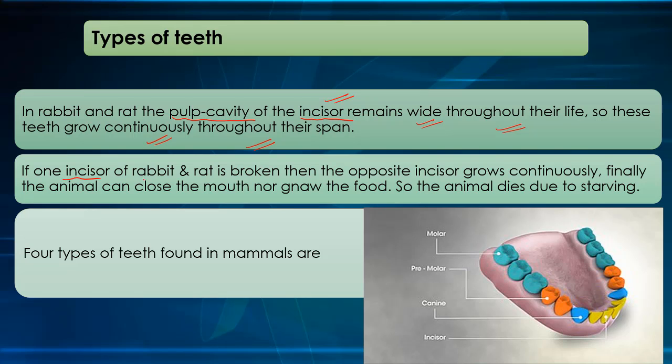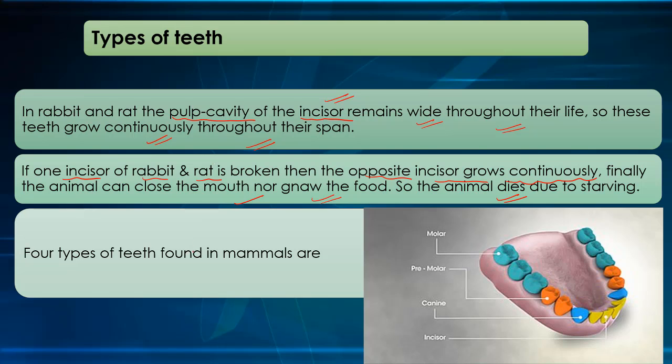If one incisor of the rat or rabbit is broken, then the opposite incisor grows continuously. Because of the overgrowth of this incisor, the animal can neither close the mouth nor gnaw and chew the food, so the animal dies due to starving.